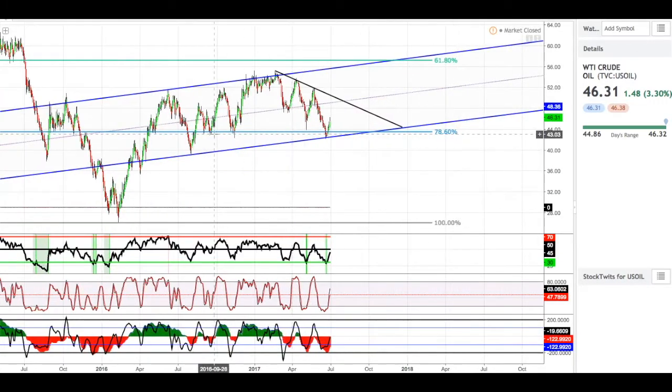We came down and we were supported numerous times, going all the way back to late 2015. We've bounced off, we got rejected, broke through, retested, broke through, support, broke through, and then now we're above the 78.6 line.